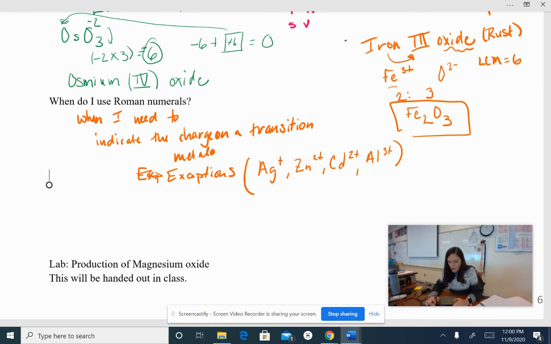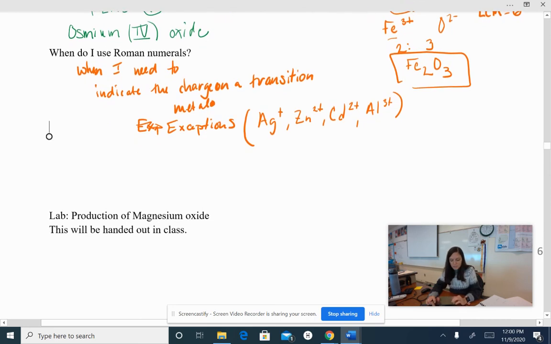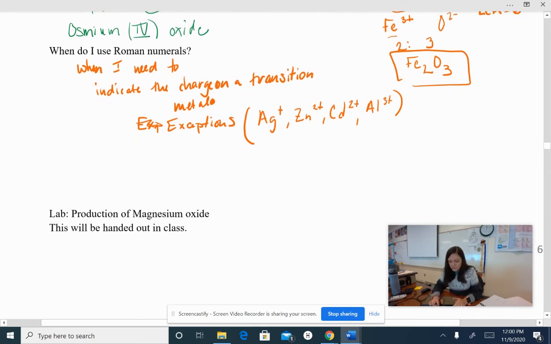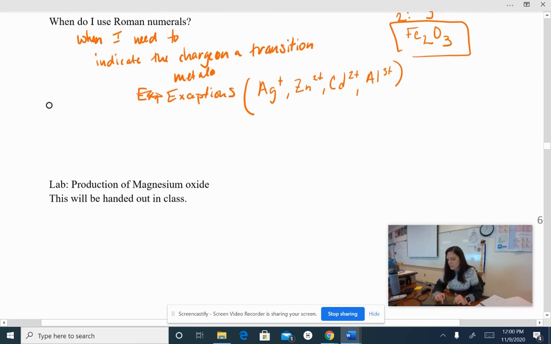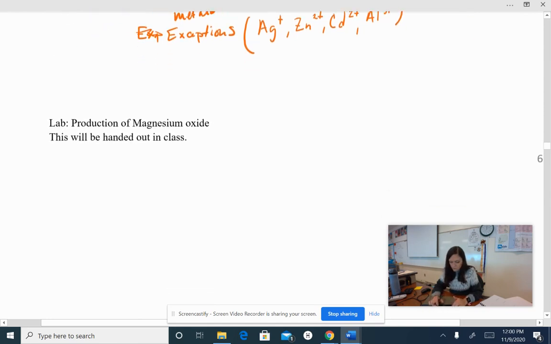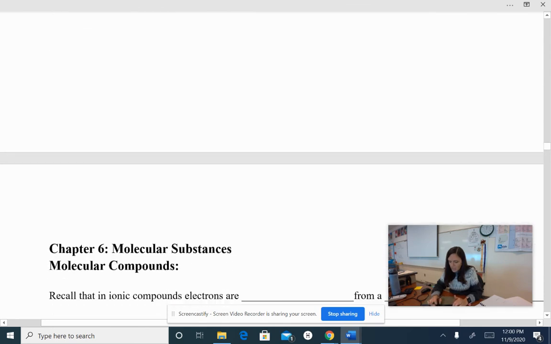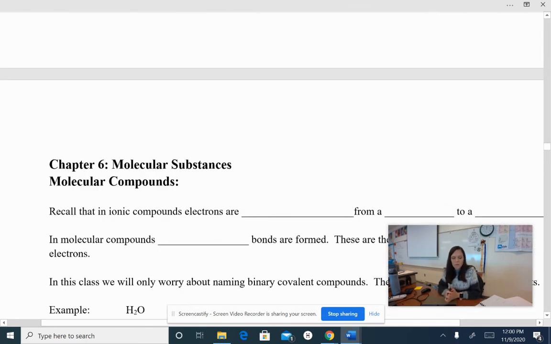We are probably not going to be able to do the magnesium oxide lab just because of COVID. I will try and find a sim on PhET that will do that as well. Next time we will start talking about molecular substances and molecular compounds, writing formulas and formula names for them.